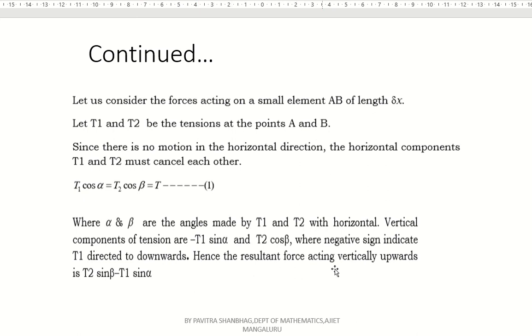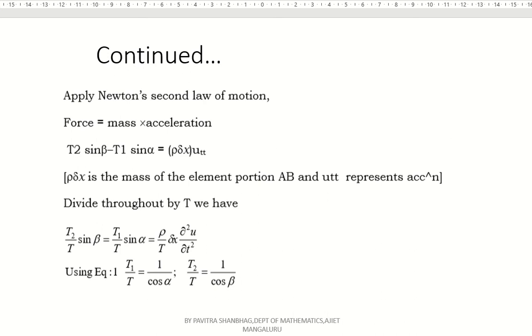Hence, the resultant force acting vertically upward is what? Take their summation. So what? T2 sine beta minus T1 sine alpha, right? If you take this completely together, you will get the resultant force. But where are we applying this? By Newton's second law of motion. How to continue with this? Apply Newton's second law of motion. What is force? Force equals mass into acceleration. What is meant by force here? Resultant force. What is meant by that resultant force? T2 sine beta minus T1 sine alpha, right?